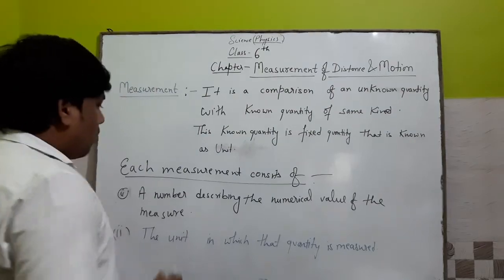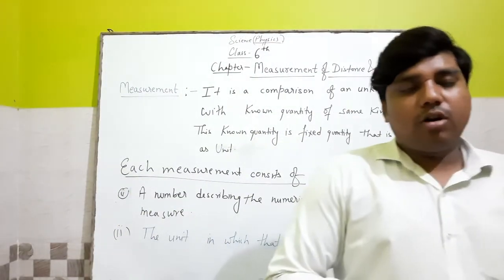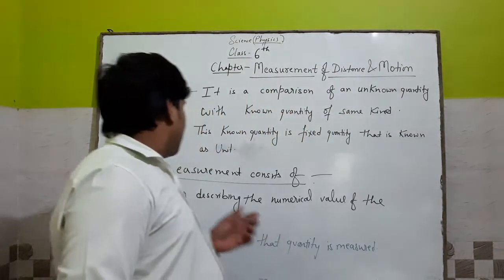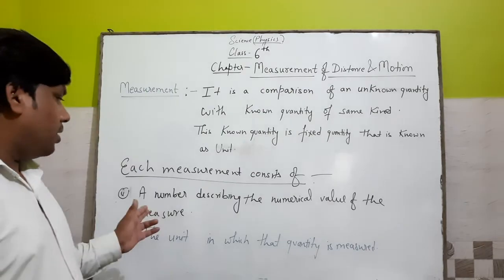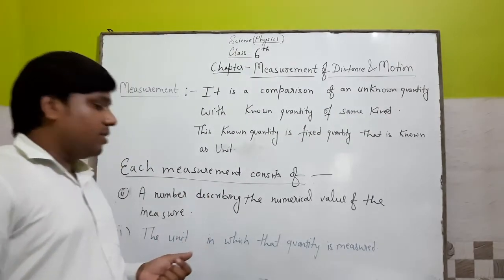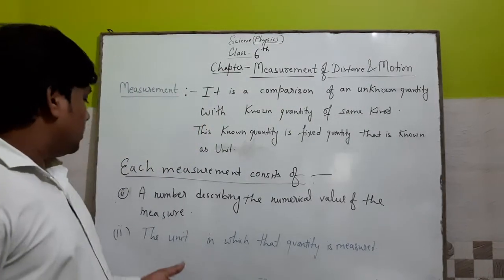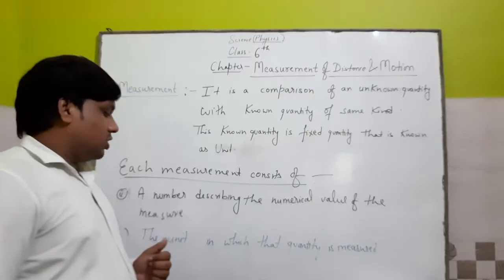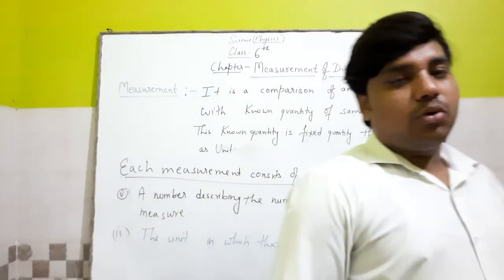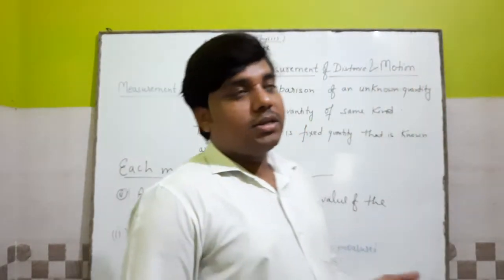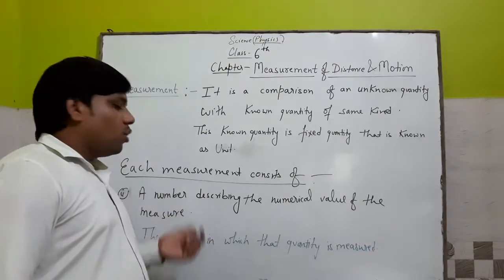Okay, 2 points are there which are contained in each measurement. What first one is what? A number describing the numerical value of the measure. What is the numerical value of that measure? And second one is the unit in which that quantity is measured, means in which unit we have to measure that quantity. Okay.